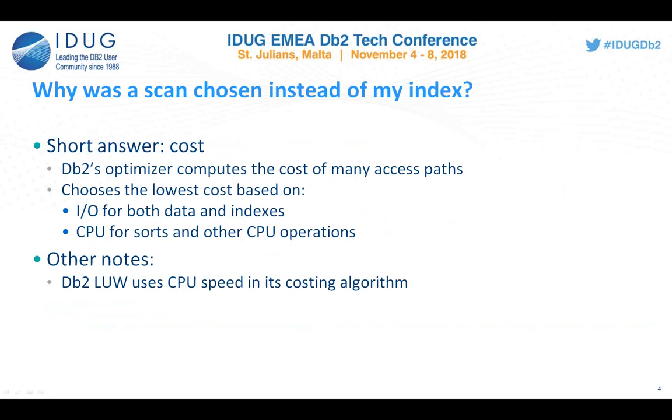And so looking at cost, there are a whole bunch of different access paths generally for any query. DB2 chooses the path with the lowest cost based on the I/O for both data and indexes and the CPU for sorts and other CPU operations. And in there as well, with DB2 LUW, in the cost computation is the speed of your CPU. There's a trick, I know Scott knows this one, where if you upgrade the speed of your CPU, you can have DB2 recalculate the speed of your CPU simply by changing the value for the CPU speed to -1, which means that at the first opportunity, DB2 will recalculate that value and you'll get the new speed.